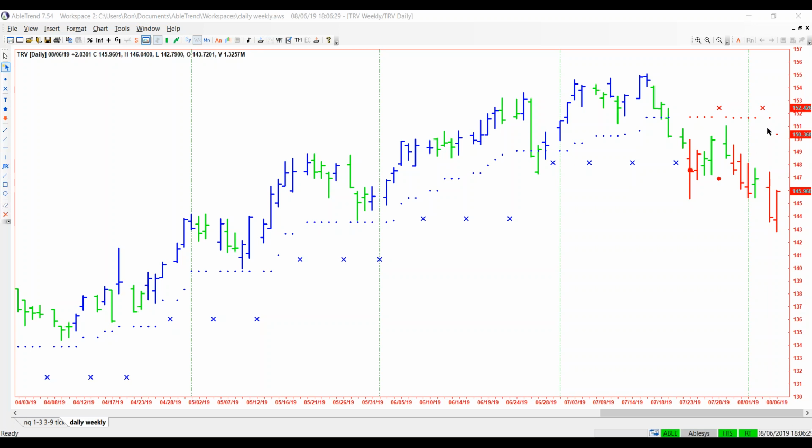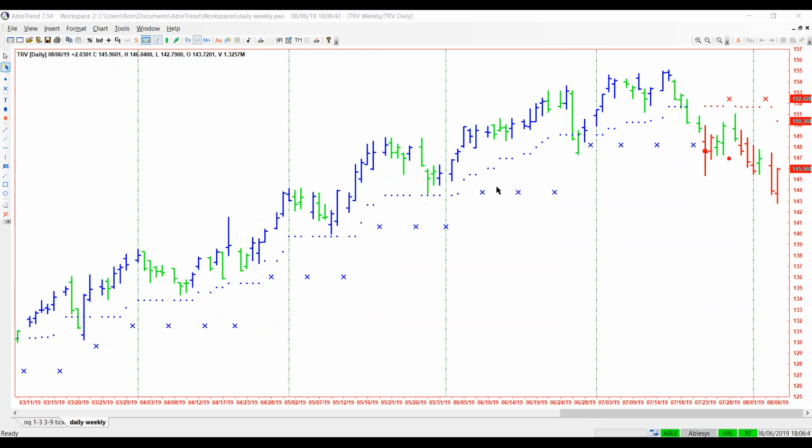We'll see what happens as long as everything is red. And the key are the dots. Even when we're looking at a day trading chart, the key is the dots. Red dots above, downtrend, stay short, you're safe. Blue dots below, uptrend, stay long, you're safe.